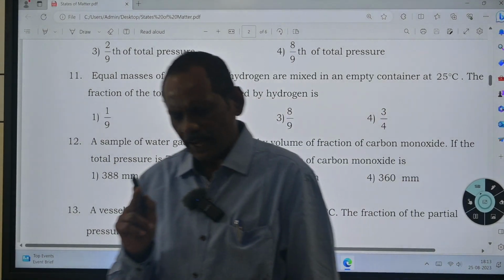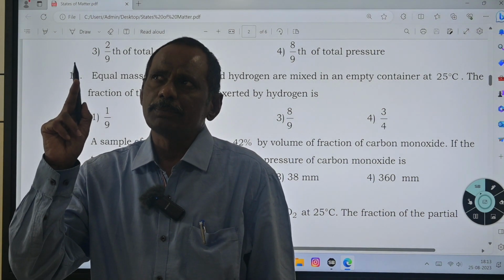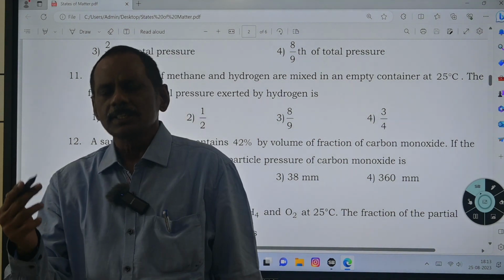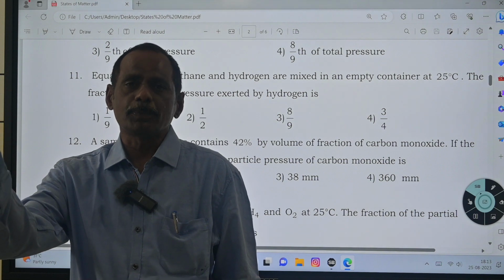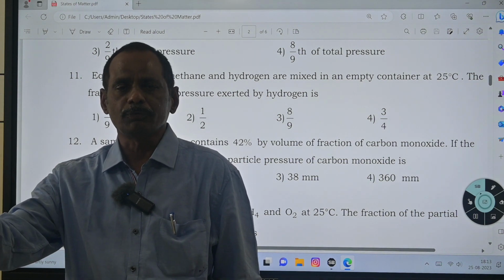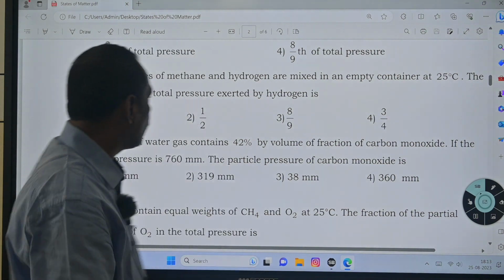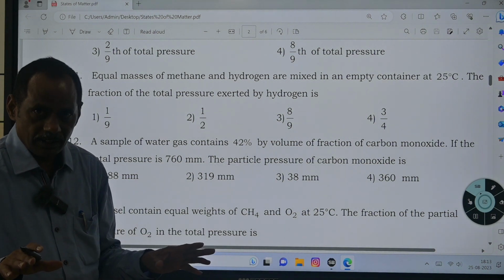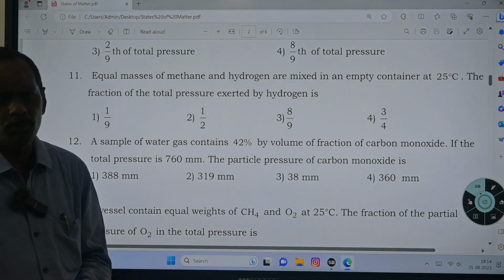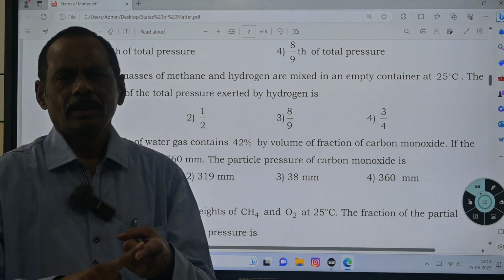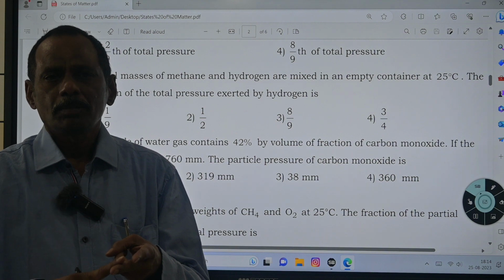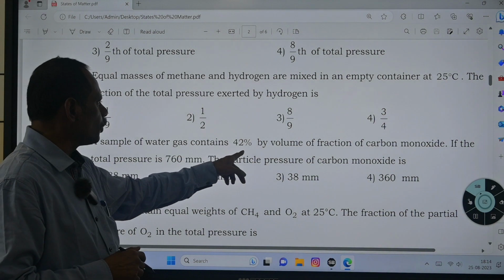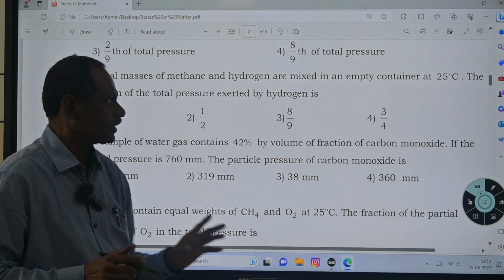Actually, the partial pressure of a gas is equal to the total pressure of the gas mixture times the mole fraction, we know that. The mole fraction of a gas is the mole number of that particular gas present in the mixture divided by the total number of moles of all the gases. But here the mole numbers are not given. Even the weights of the gases are not given. If the weights of the gas are known, we can calculate the mole number. But what was given in the problem? It contains 42% volume fraction of carbon monoxide.